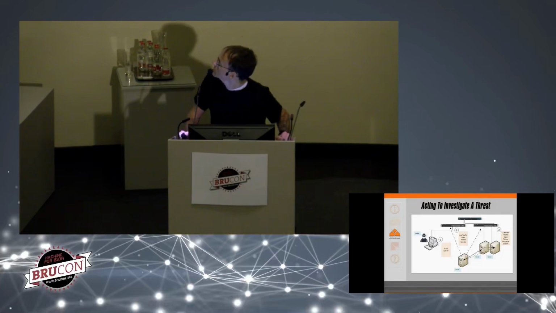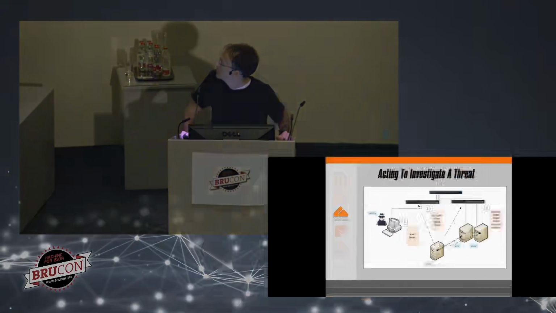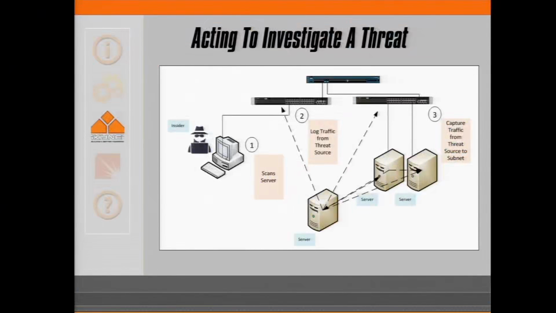So we also see systems acting to investigate a threat. An insider scans a server, the server shares those events, and through a surrogate interface, we also share them with these two switches. The first switch logs traffic from the threat source, and the second switch captures traffic from the threat source to the subnet. So these are systems acting to investigate a threat.